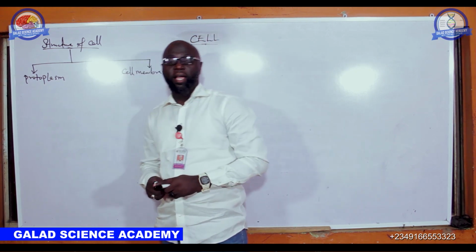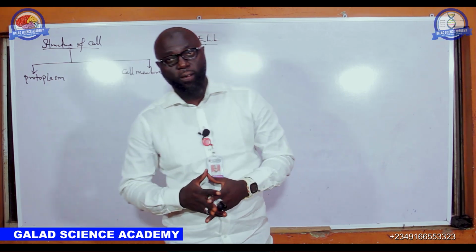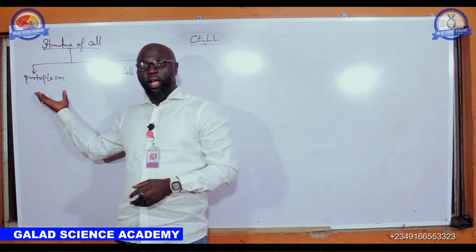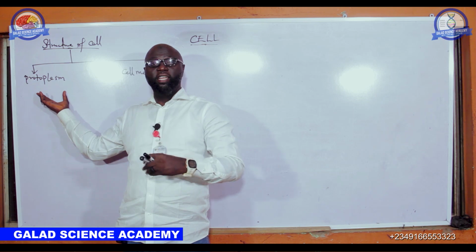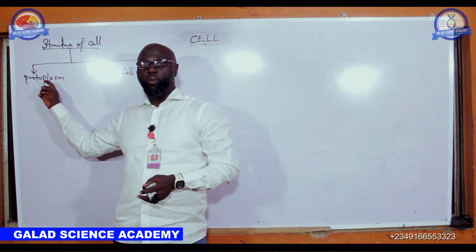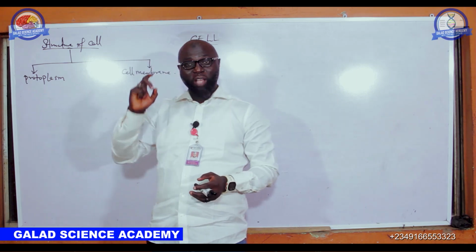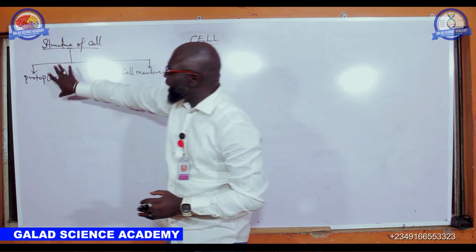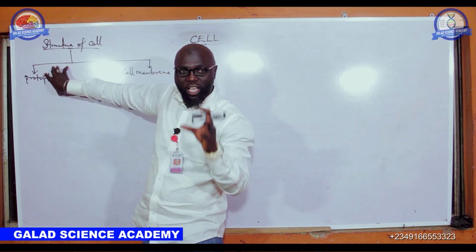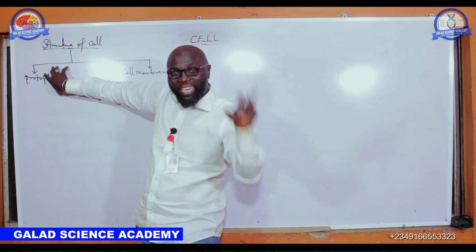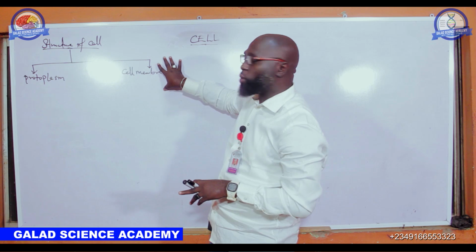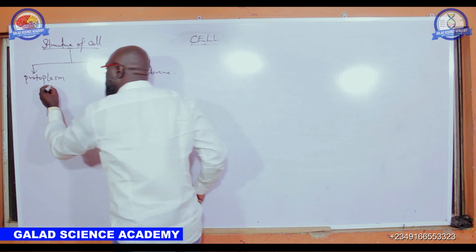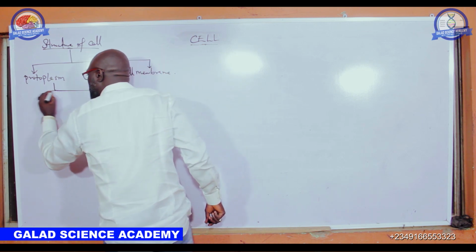If you can still remember the historical development of the cell, Purkinje is the person who discovered the living component of the cell, which is called protoplasm. So a typical cell comprises two components, protoplasm and cell membrane. The protoplasm is the living component of the cell, whereas the layer that surrounds the protoplasm is called the cell membrane.